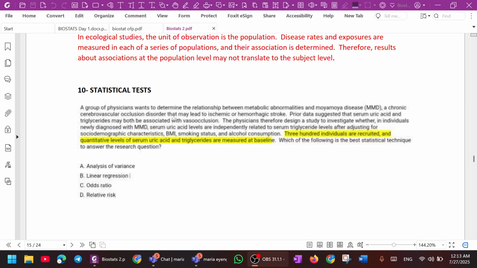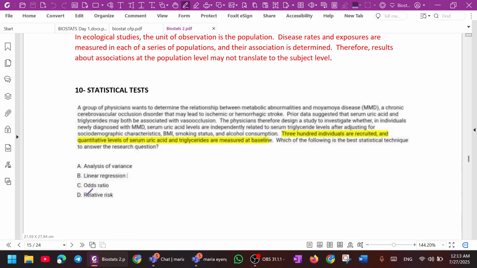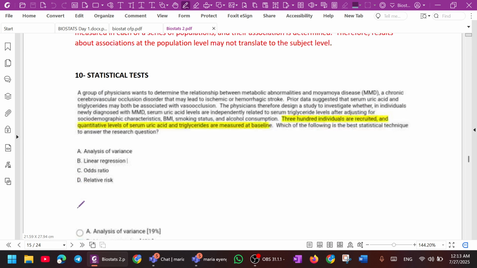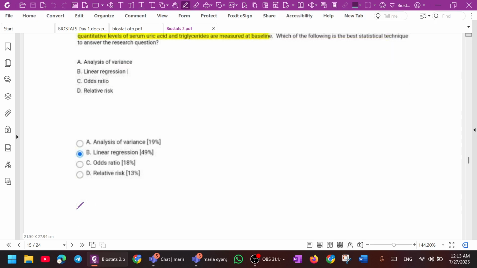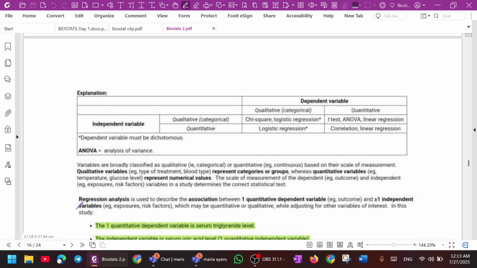Is it relative risk? Is it cohort? I think so too. Let's see. Okay, nope, it's linear regression. Okay, let's read. I'm reading the explanation.